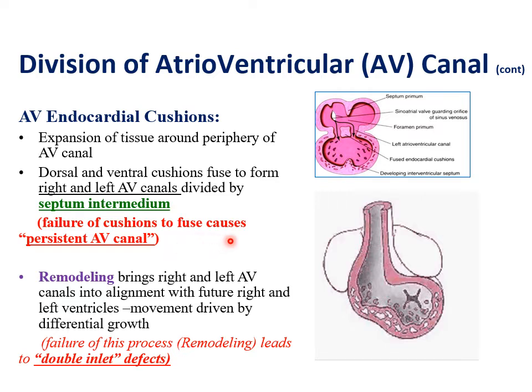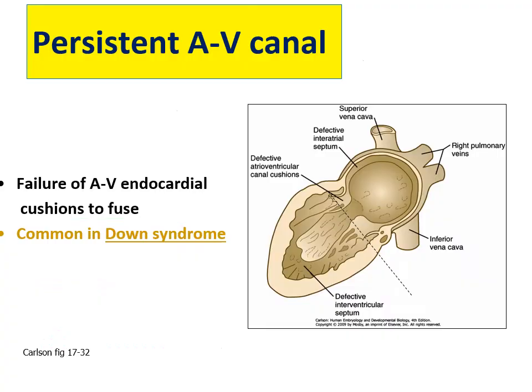Persistent AV canal by itself is a congenital disease found in some patients, like Mongol patients. There is also something called remodeling, that is, changing the shape and structure of the heart. Remodeling of the right and left atrioventricular canal into alignment with the future right and left ventricles is controlled by different growth factors. If this does not happen, congenital anomalies like double inlet defects could occur in the embryo.